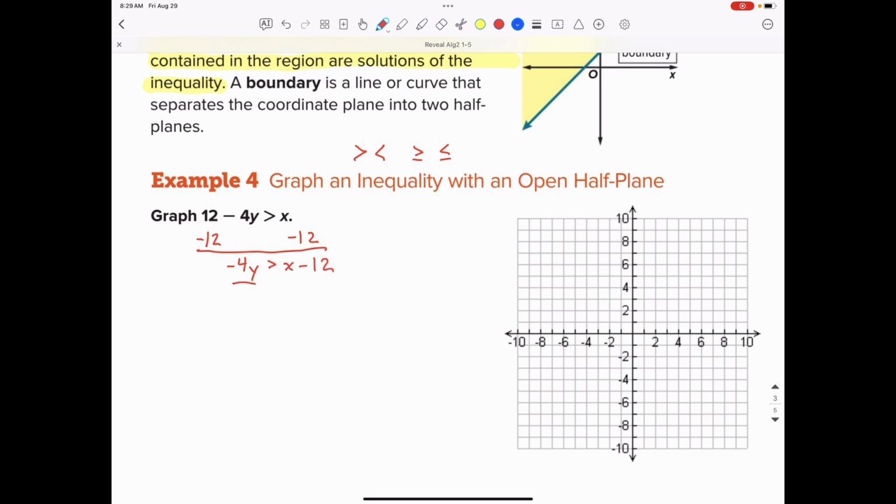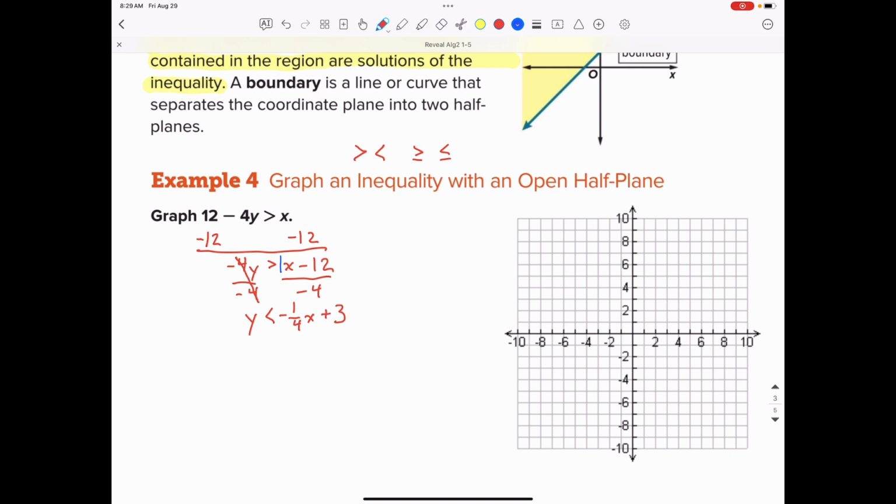Then we will divide by negative 4. If you recall from your Algebra 1 days, when you divide by a negative number, you need to flip the sign. So I'm going to flip that sign to the left, and then we have a 1 in front of that x without any number in front of it. So 1x divided by negative 4 is negative 1/4 x, and negative 12 divided by negative 4 is positive 3.